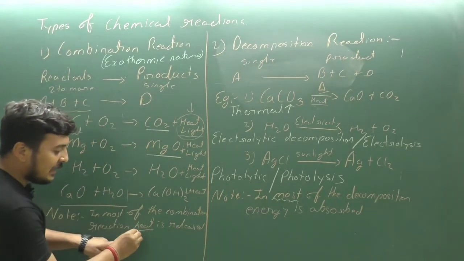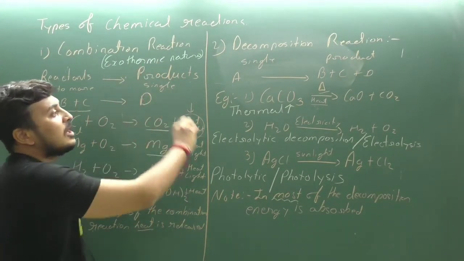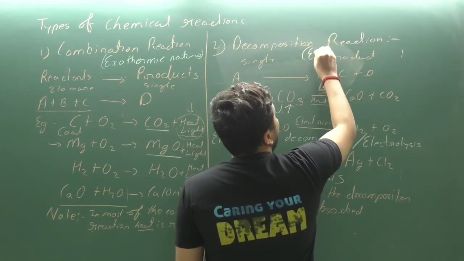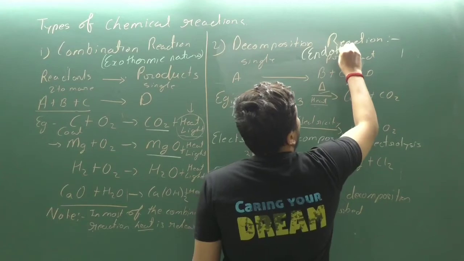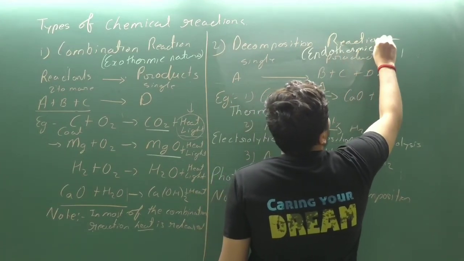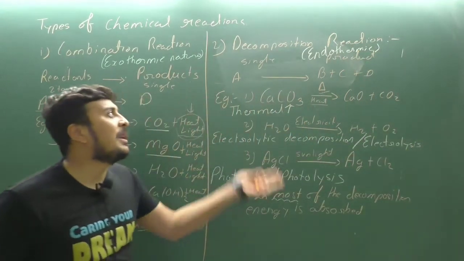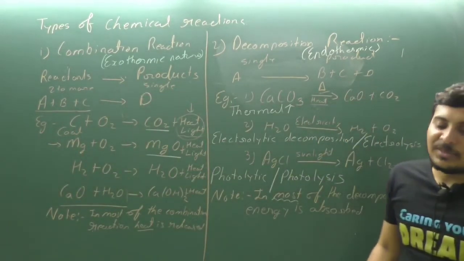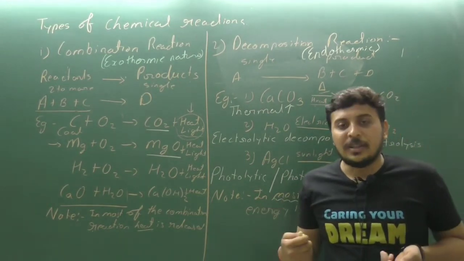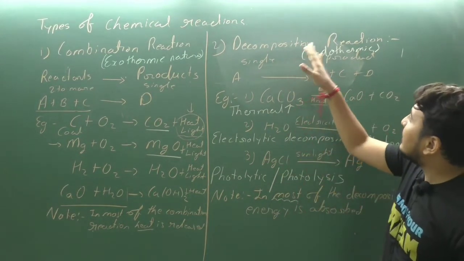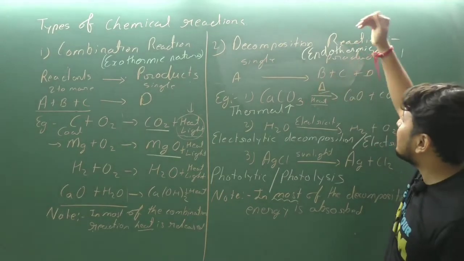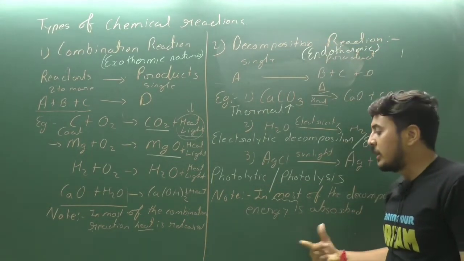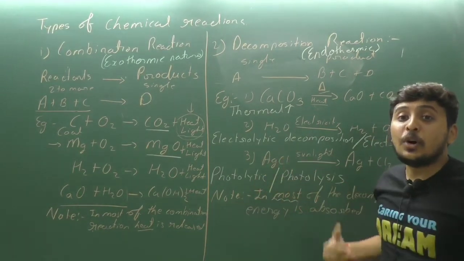The reaction in which energy is released is known as exothermic, and the reaction in which energy is absorbed will be known as endothermic. Similar to evaporation, evaporation causes cooling, similarly decomposition also causes cooling. Clear? But during the summer we cannot perform decomposition to gain cooling. That is a wrong way, but it is an endothermic process. Decomposition reaction is an endothermic process. Why? Because in most decomposition reactions energy is absorbed.